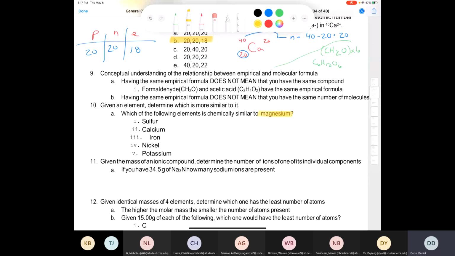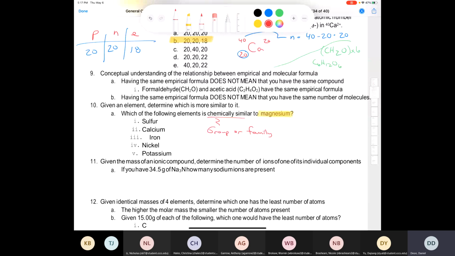Hopefully you remember that when we're talking about resemblance between elements, chemically similar, we're going to be talking about groups, or families. Just like people who are in the same family may resemble one another, elements that are in the same group or the same family, which are the vertical columns, will resemble each other.